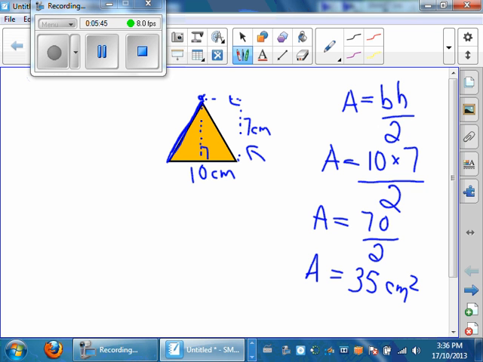That squared is extraordinarily important because if you're just saying it's 35 centimeters, well, now you're not referring to surface area, you're referring to distance. So you have to make sure that you're very specific by putting that in there.